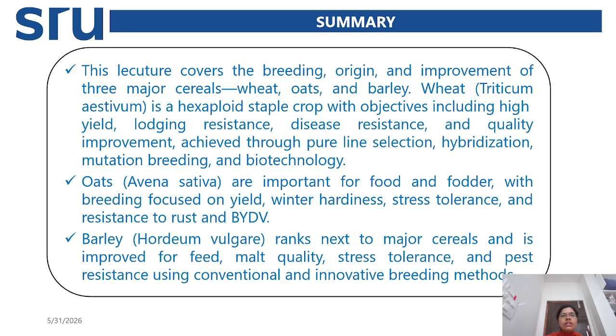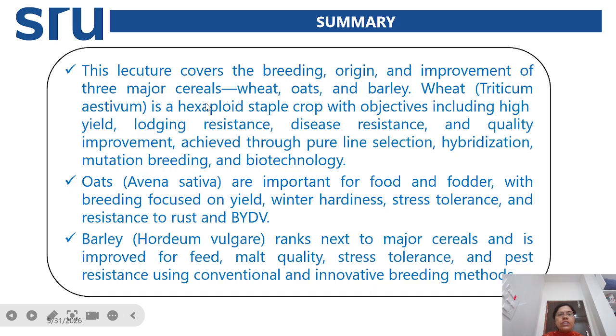And next, coming to the summary, this lecture covers breeding methods, origin and the improvement of three major cereals, that includes wheat, oats, and barley. Here, the wheat, it is Triticum aestivum, which is a hexaploid staple food crop in the world, with objectives including high yield, lodging resistance, disease resistance, and quality improvement.